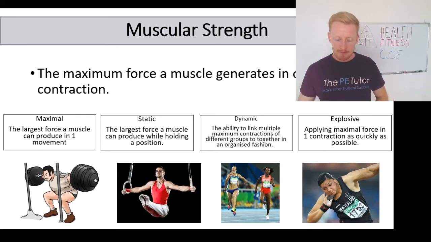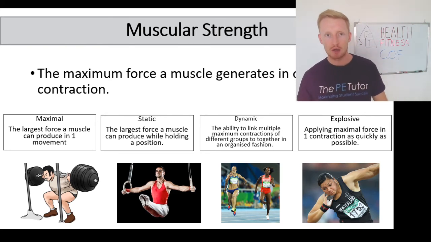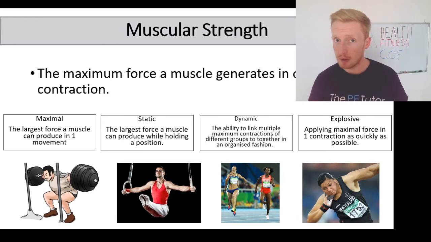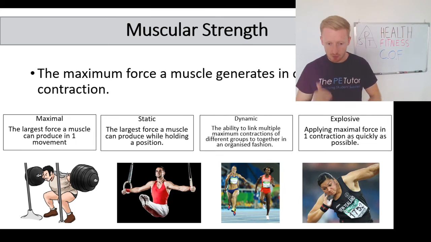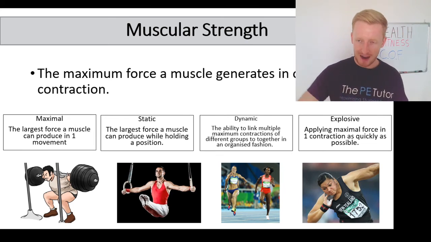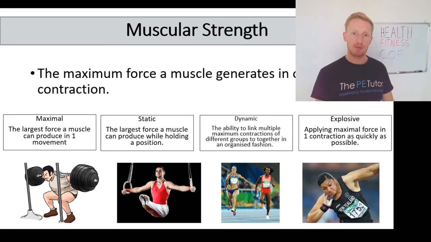Dynamic strength, this is rapid repetitions of the maximum force. So a sprinter, sprint swimmer, sprint cyclists, perhaps a triple jumper. Now they've got that sprint run up, and then they've got hop, step, jump. Maximal, maximal, maximal. One after the other. Dynamic strength.